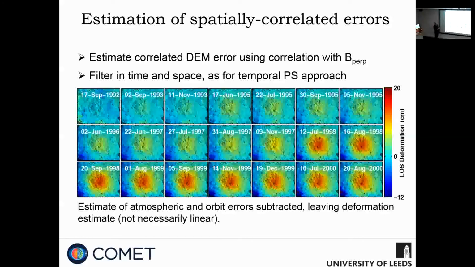So actually the final step is now to try and separate out deformation components. You can estimate the correlated part of the DEM error in the same way as before, but correlated with the baseline. And all these things are very easy to do when you have unwrapped phase. It's not such a problem. And then, as in the other approach, you can try and separate out deformation from atmosphere.